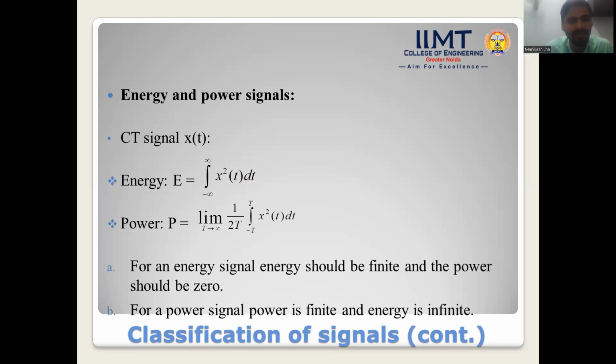Similarly, when we are discussing the power, power is defined as limit t tending to infinity 1 upon 2t integration from minus t to t x square t dt. This 1 upon 2t is the period, the interval in which we are going to take the integration. If we are taking the integration from minus t by 2 to t by 2, then the interval will be of t seconds. So then power will be limit t tending to infinity 1 upon t only. There will not be 2t because we are taking the interval from minus t by 2 to t by 2. So the total interval is of t seconds. So limit t tending to infinity 1 upon t it will take.